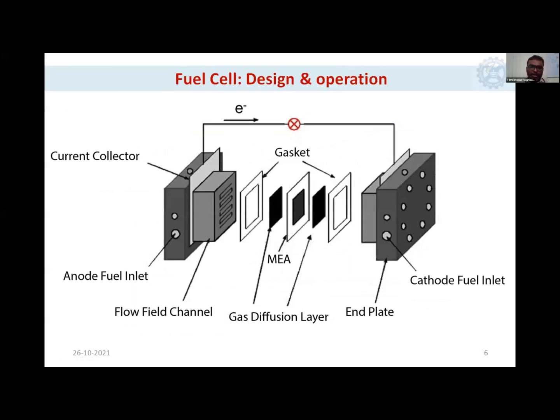Now, if you take a typical fuel cell stack or a typical fuel cell assembly, you have a lot of components here, but the heart of a fuel cell is the membrane electrode assembly called MEA. Okay, the membrane is nothing but your electrolyte. The electrodes are your anode and cathode, and this assembly is the heart of your fuel cell, and it has to be made with a lot of engineering aspects.